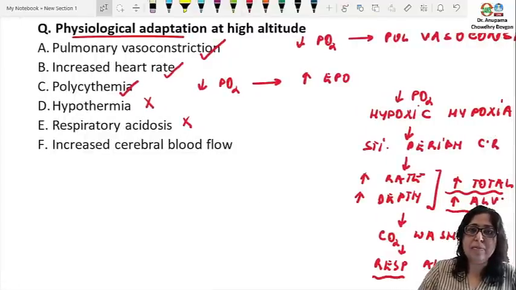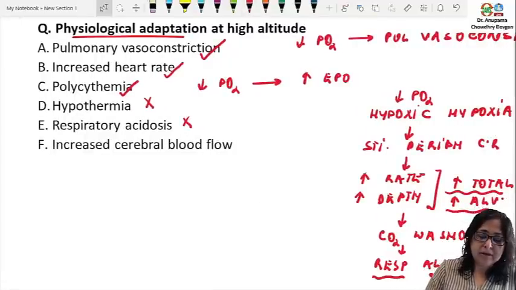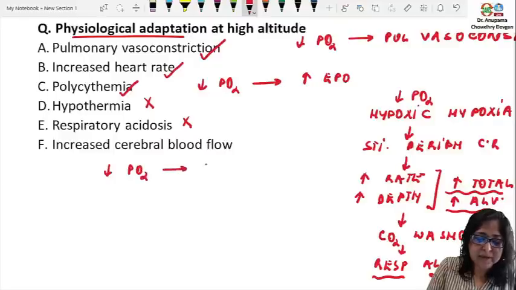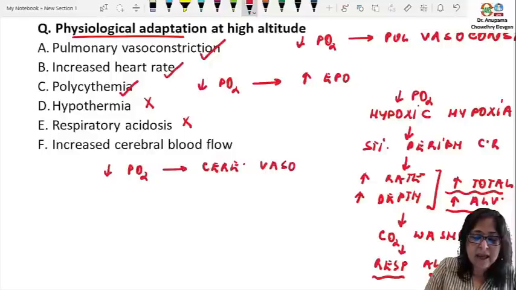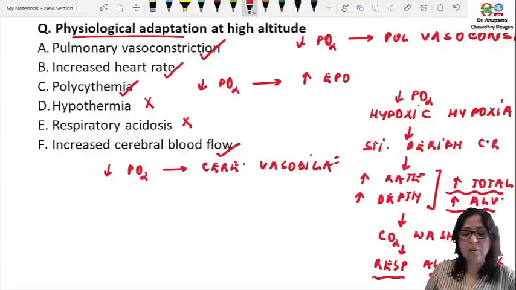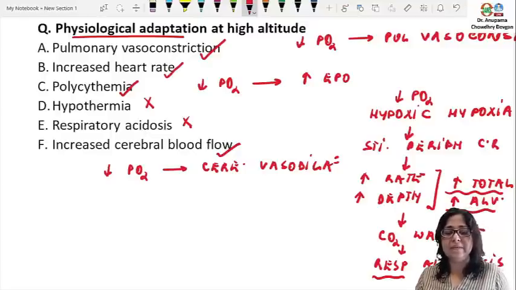Increased cerebral blood flow. Hypoxia will produce a cerebral vasodilation. I told you hypoxia causes vasodilation everywhere except in the lungs. So increased cerebral blood flow will be seen in high altitude.